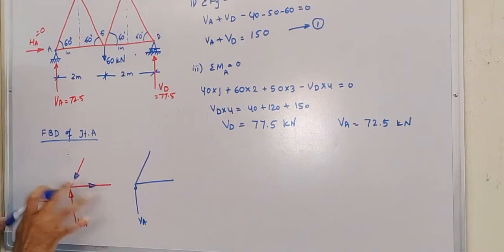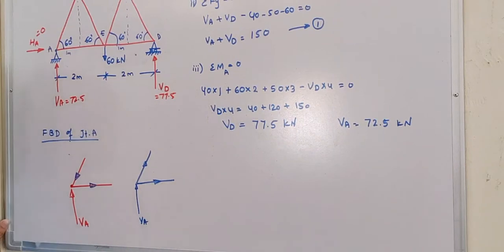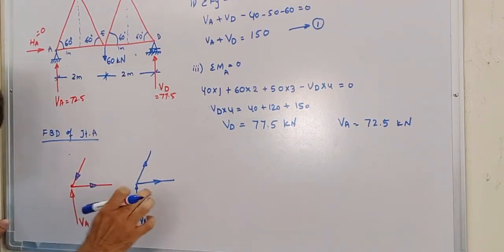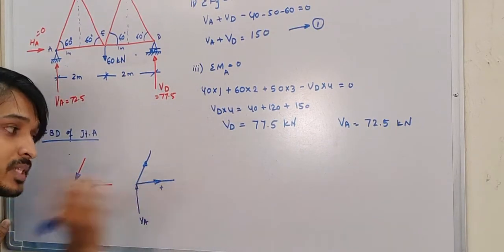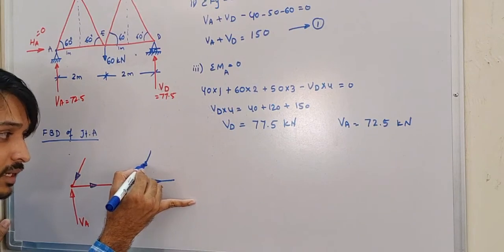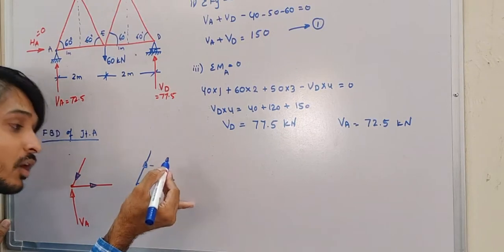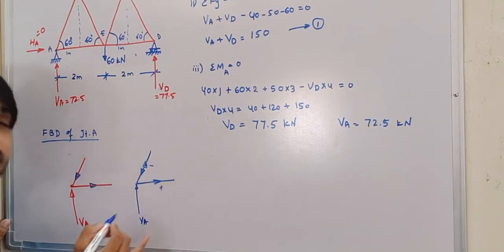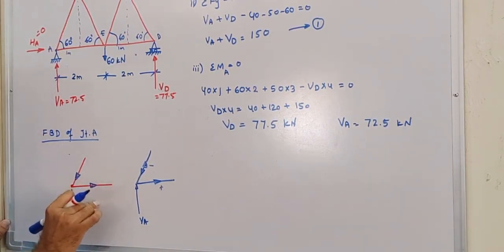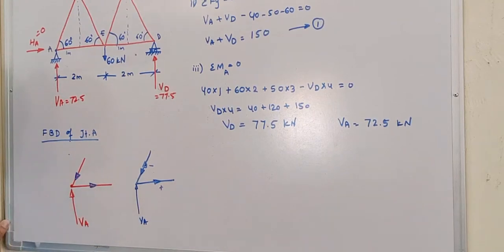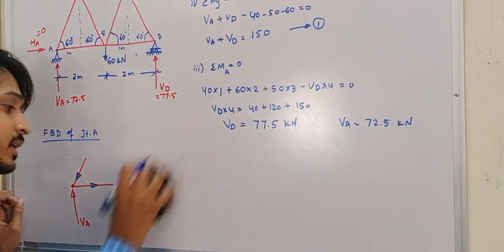If you are getting confused about which side to take, just take either all the members in tension or all the members in compression. It's fine. If you take it like this and get a positive answer, it means that whatever direction you have assumed is correct. If you assume like this and get a minus value, it means that the assumed direction is not correct, and the actual direction should be something like this. Understood? So for this joint I have assumed this one. From the next joint onwards we'll assume some random signs, and then we'll start solving. If you have not understood this, leave it.